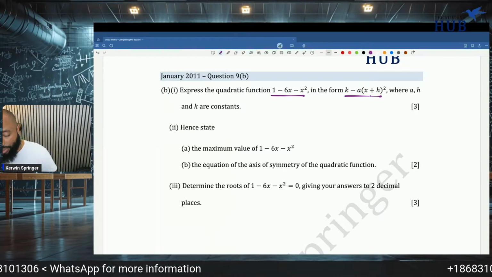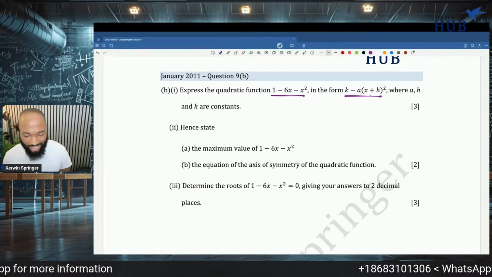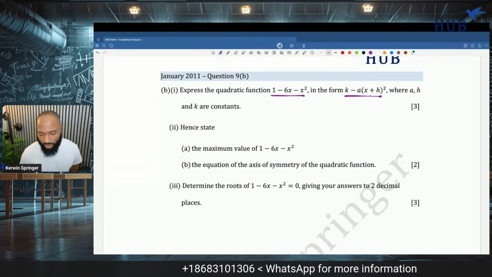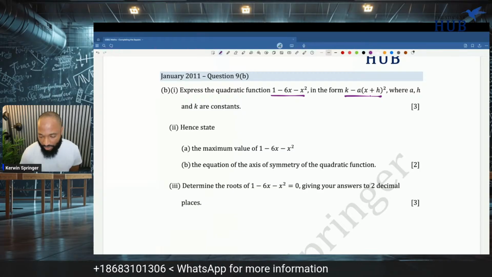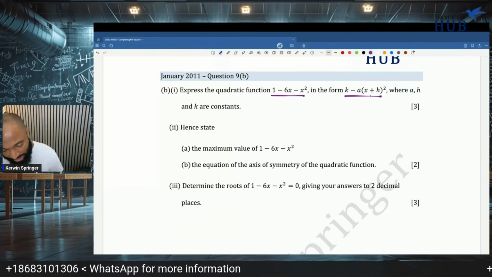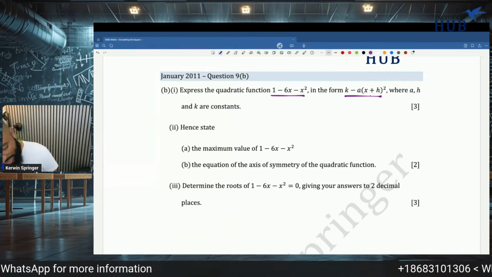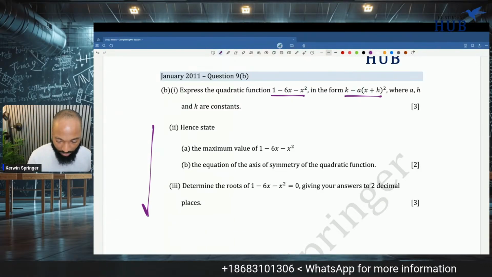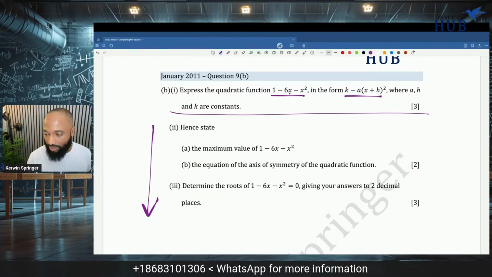What is crazy about this? That k minus a what? What is going on? Hence state the maximum value of negative 6x minus x squared, the equation of the axis of symmetry of the quadratic function. So all of these is normal stuff, right? But this, why is this back to front?